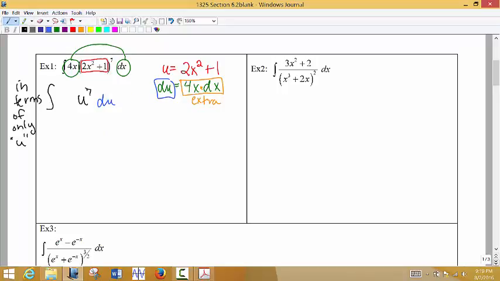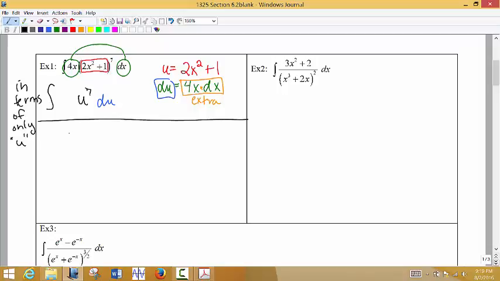Alright, so we've accomplished our first goal. We let something be u, the most complicated part of the expression, and all the extra stuff that's floating around is now also in terms of u. It's du. So now we're going to integrate u to the 7th power with respect to u. Okay, so now this part's straightforward.